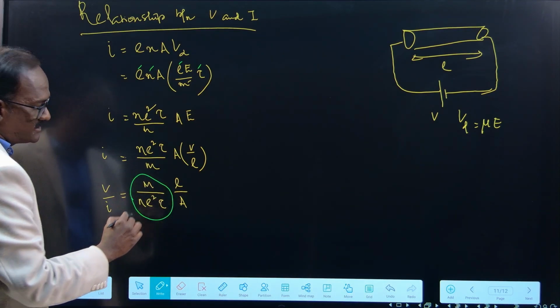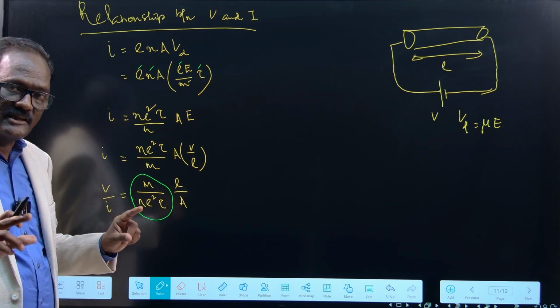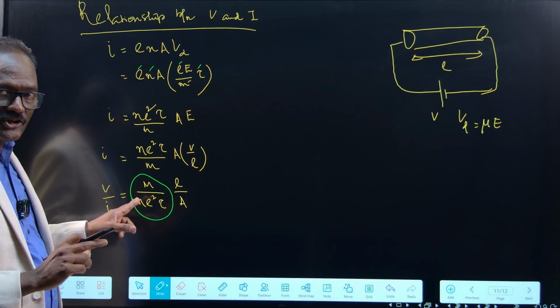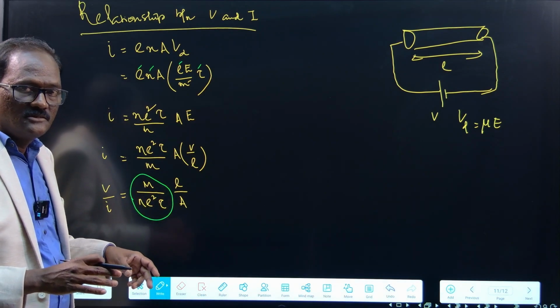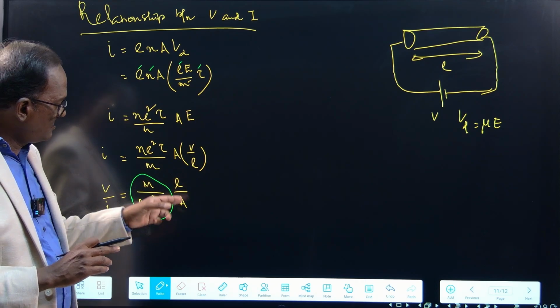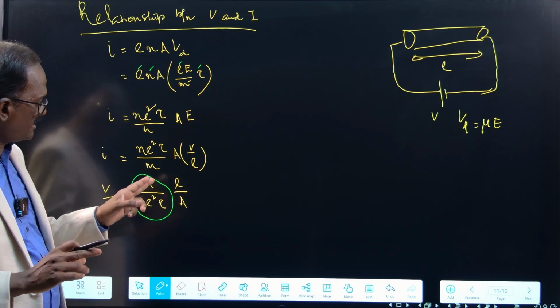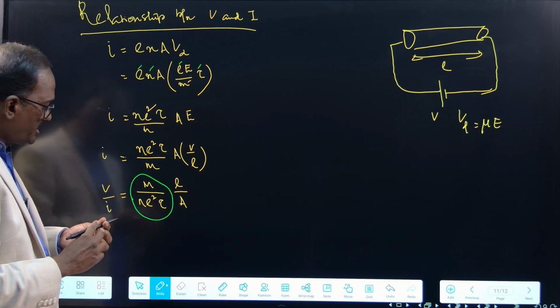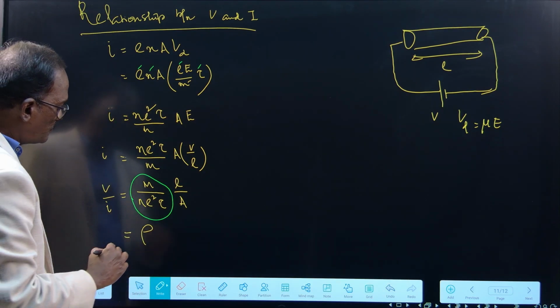This is a constant. Yes or no? Mass of electron, same material, N electron density, charge, tau are all constant. We have assumed the temperature is constant, so this is also constant. Only the dimensions are available, length of the conductor and cross-sectional area. So this constant can be put into some other value as rho.